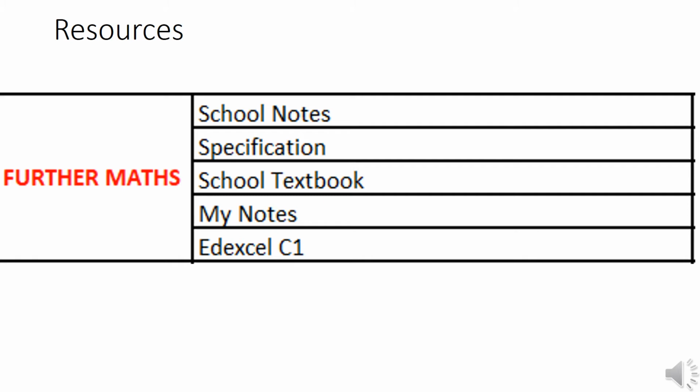To briefly list the resources I had available, I had my own school notebooks, the specification, the textbook that was given to me by school, my own notes and my own workings, and the Edexcel C1 book. The Edexcel book is an AS/A level book, however it is applicable to Further Maths as long as you ignore the irrelevant sections.